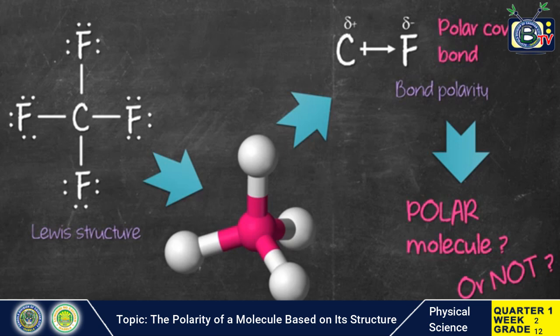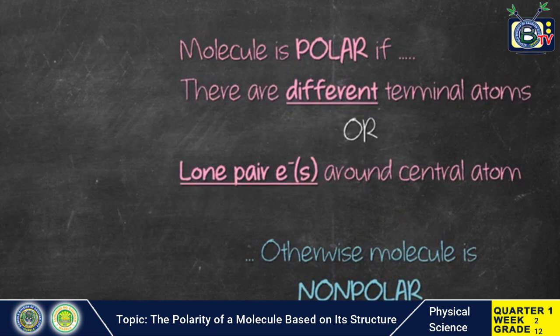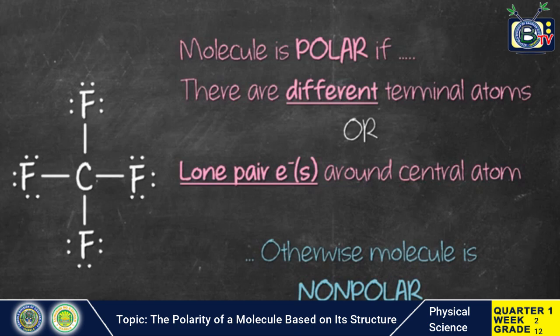Don't you worry, our dear students. I'll show you the shortcut or easier approach. Basically, we deem a molecule as polar if there are different terminal atoms, or there is a lone pair surrounding the central atom. Notice, if either one of the statements is true, then the molecule is polar. It doesn't have to fulfill both statements. What if both statements are not true? Well, in that case, the molecule is classified as nonpolar. Sounds easy, right? Let's try out some examples.